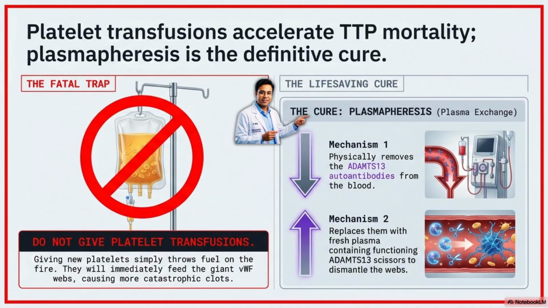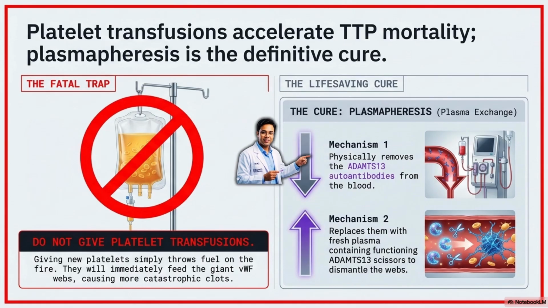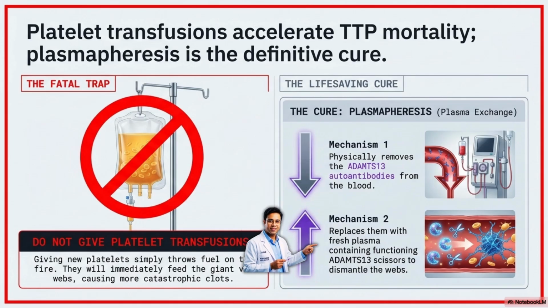Instead, the life-saving cure is plasmapheresis or plasma exchange. This works via two mechanisms. Mechanism 1, it physically removes the ADAMTS13 autoantibodies from the blood, and mechanism 2, it replaces them with fresh plasma containing functioning ADAMTS13 scissors to dismantle the webs.